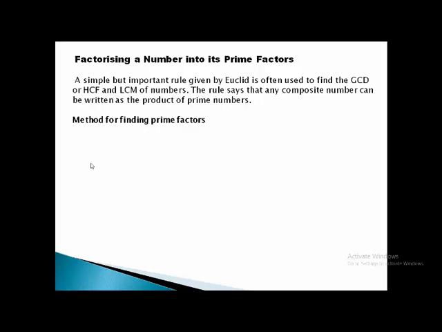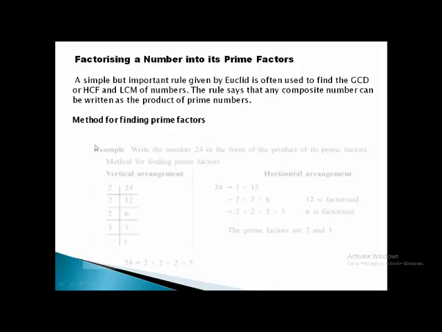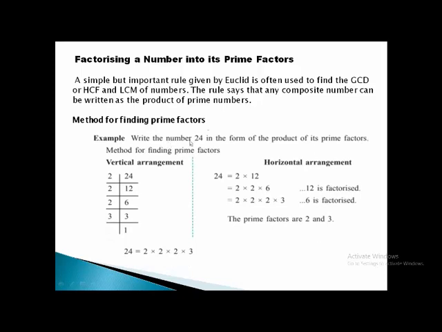There are two methods. You already studied two methods for finding factors of numbers, but here the only difference is we are going to find only prime factors. So let's see the first example. Write the number 24 in the form of a product of its prime factors.